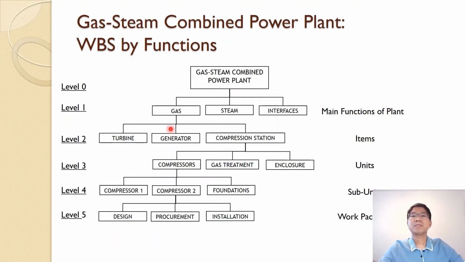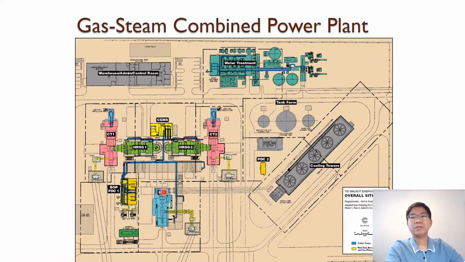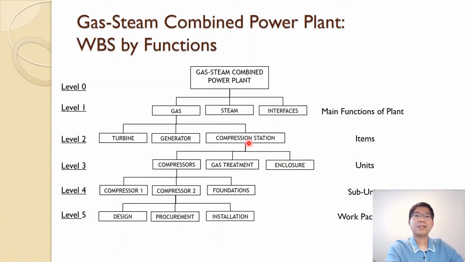And then in the gas, we have a turbine and the generator to get the power. And then we have a compression station. And of course, in the compression station, we can have multiple compressors, compressor 1, 2, 3. And then for each compressor, you need to have the design. We have the procurement to buy the compressor. And then have someone to install. Those at the lower level, we call work packages. So as you can see, there are multiple layers of detail.